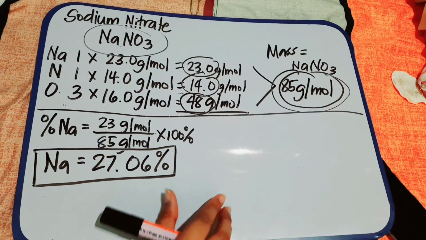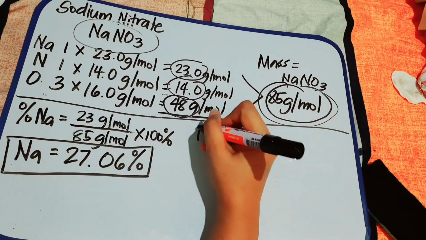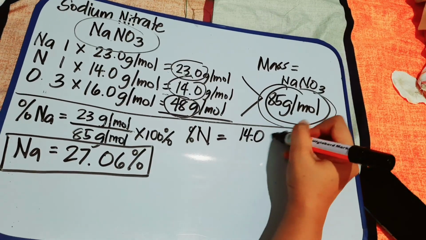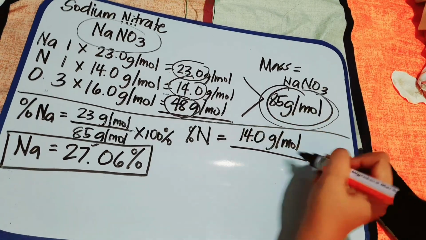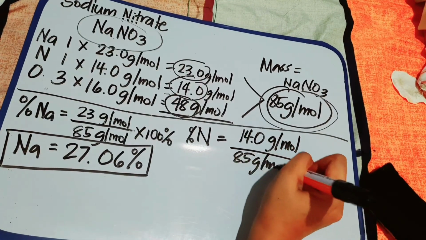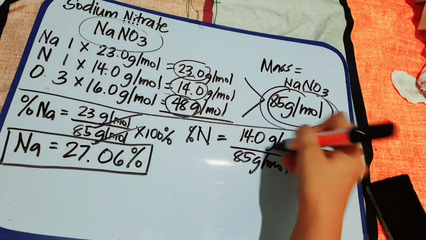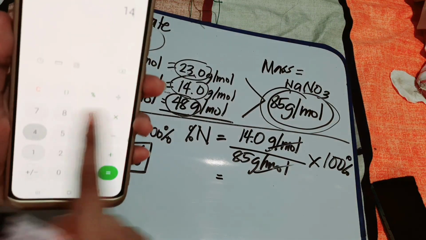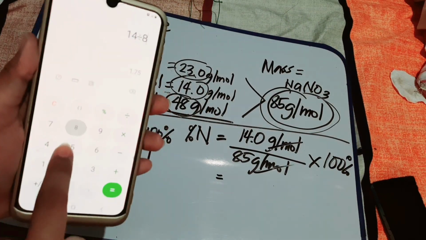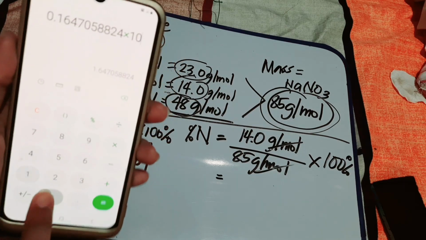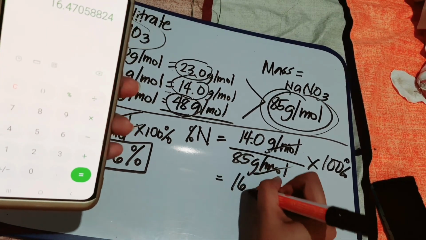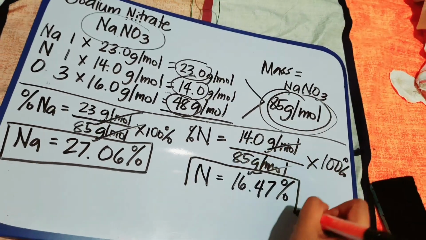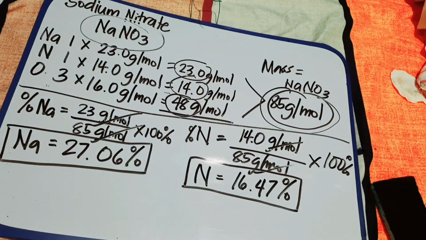So, that is for sodium. Okay? Now, kuhanin naman natin ang ating nitrogen. Ano ang percentage ng nitrogen? So, 14.0 gram per mole divided by 85 gram per mole. Okay, ito ay pwede na natin i-cancel ito. Ano? Times 100%. So, we have 14 divided by 85 times 100, and that is 16.47%, and that is for nitrogen. That is the percent mass of nitrogen.